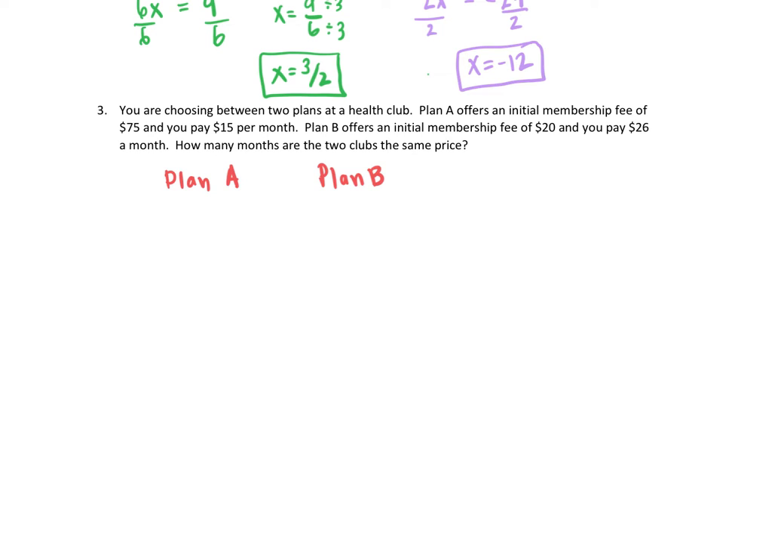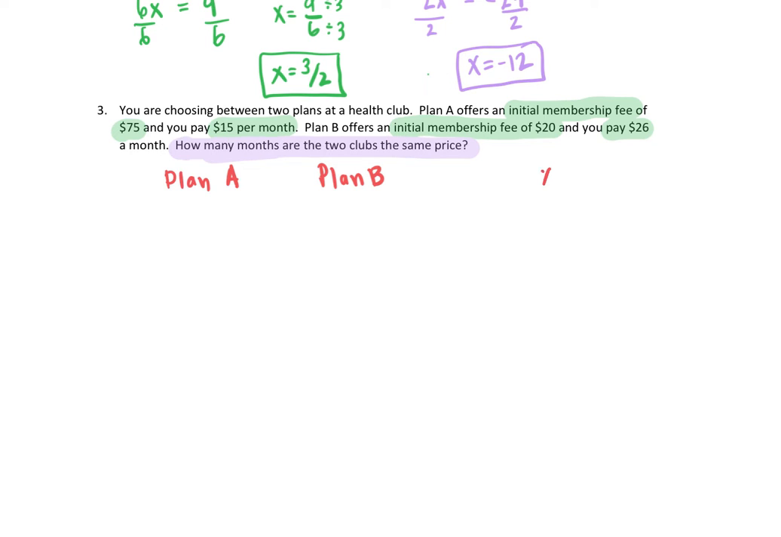Plan A offers a membership fee of $75 and you have to pay $15 per month. Plan B offers an initial membership fee of $20 and we have to pay $26 per month. So we've got an initial membership fee of $20 and we pay $26. Here, an initial membership fee of $75 and we pay $15 per month. And then we want to find how many months the two clubs are the same price. So that's what we're trying to find. How many months is probably the most important phrase there.